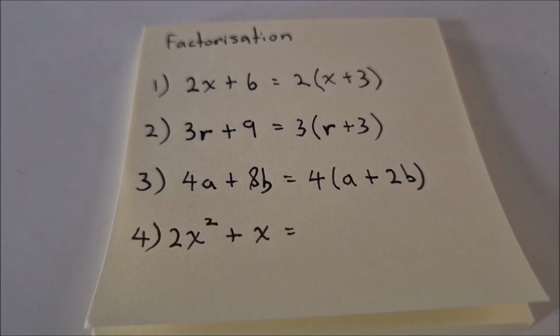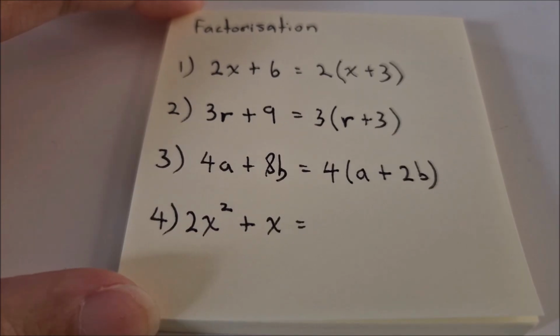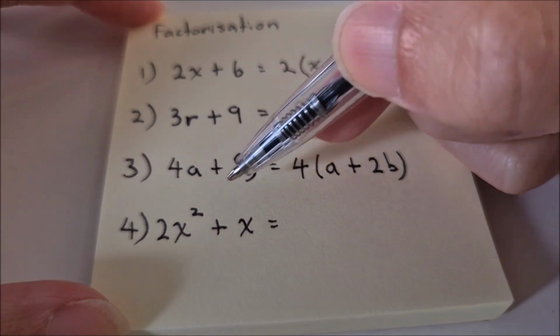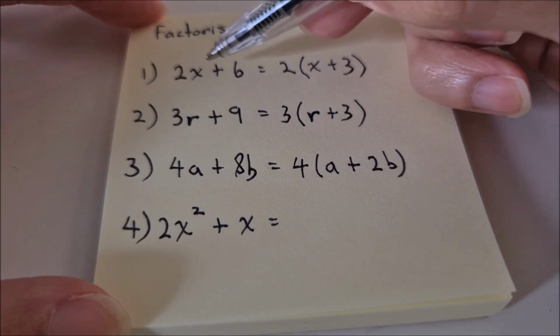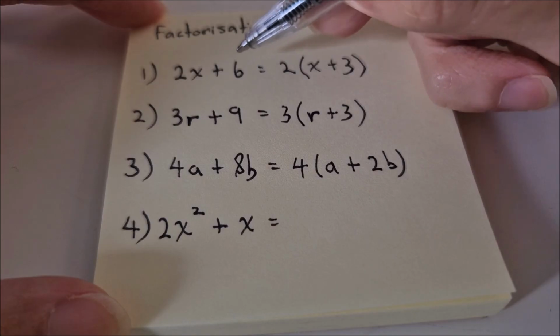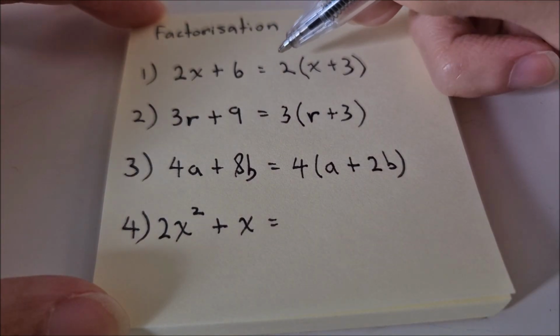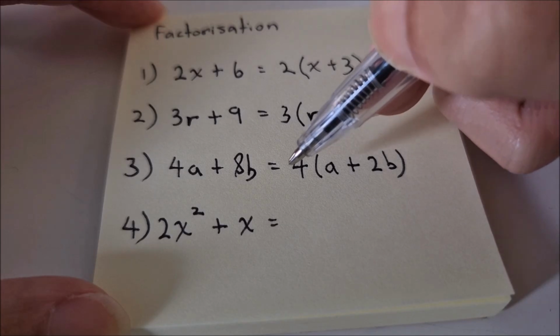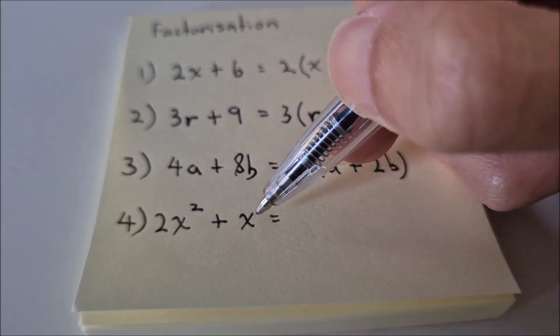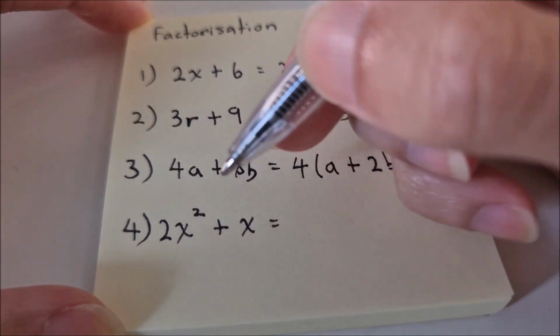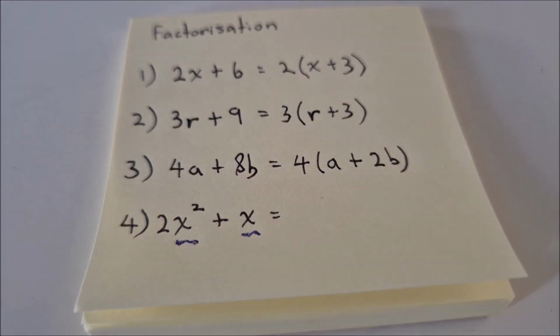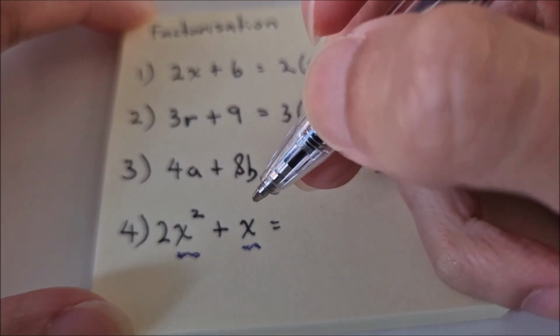what's the common factor here? Just use a blue pen. This one, we have 2x squared plus x. Now all the previous ones, the constants were the highest common factor, so concrete numbers such as 2, 3, 4. Here, it's quite different because there's a 2 and a 1. If you look closely, both terms have an x in them. So simply x is the highest common factor.